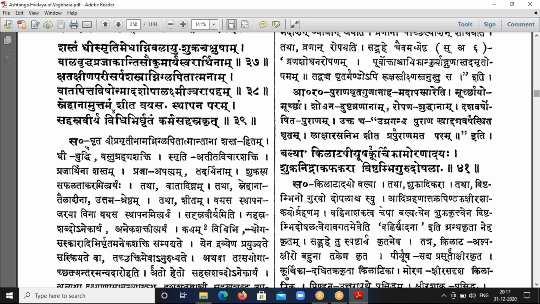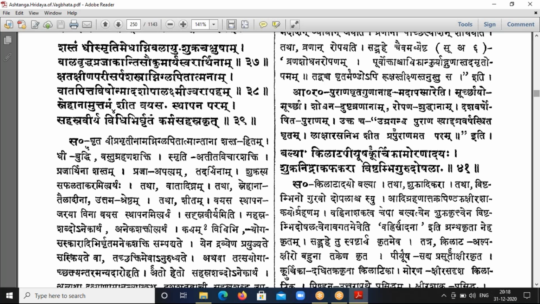Some Nikhandus explain this in a different way. Nashtadugdhasya pakvasya pindaha proktaha kiladagaha. Nashtadugdham is actually dushtadugdham.